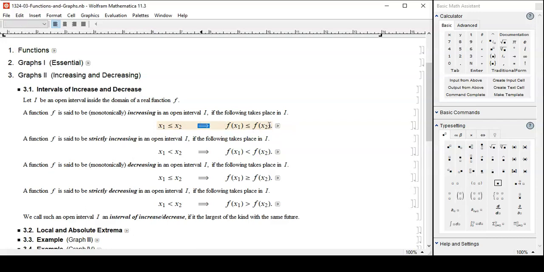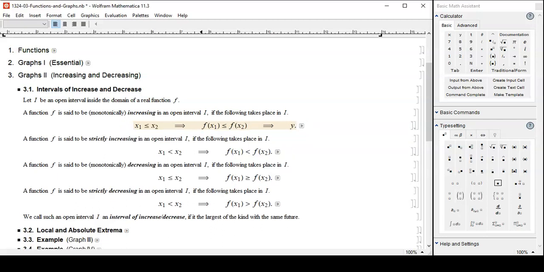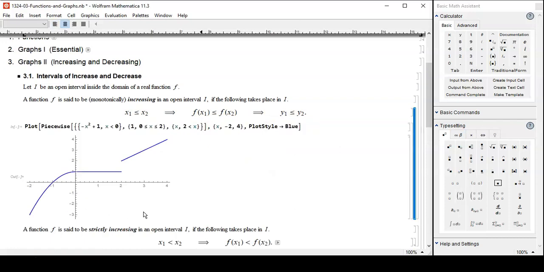Or maybe I can insert something like this as well. Oops, typo. Okay, this is y1, and that's y2. So as x coordinate gets bigger, y coordinate gets bigger as well. Here's an example. As I move to the right, that is x coordinate gets bigger, y coordinate is also getting bigger. So the graph is moving up as I move to the right.